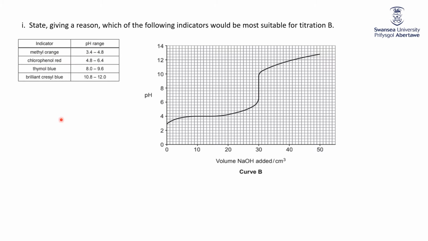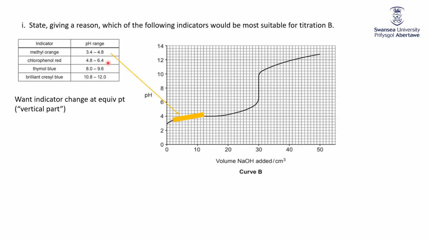Okay, so if we look at what we want here, anytime you do a titration, you want the indicator to change color in this area here. So we've got the acid, all nicely acidic, and base, all nicely basic, and you want the change in color to be around this shooting up area that encompasses the equivalence point.